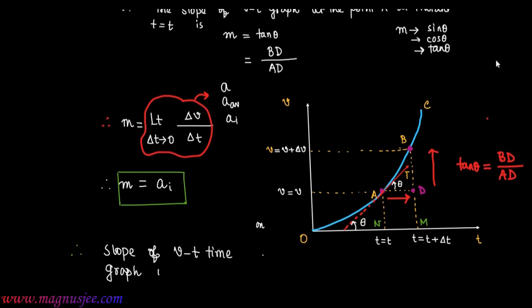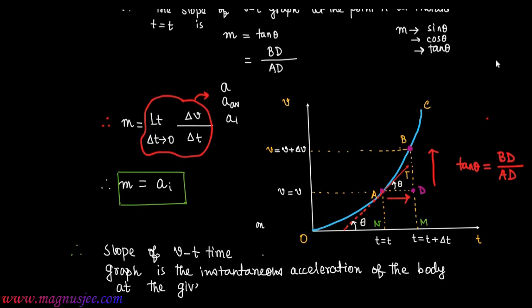Therefore, the slope of the velocity time graph at an instant is the instantaneous acceleration of the body at the given instant. Slope of the VT graph is the instantaneous acceleration of the body at the given instant.